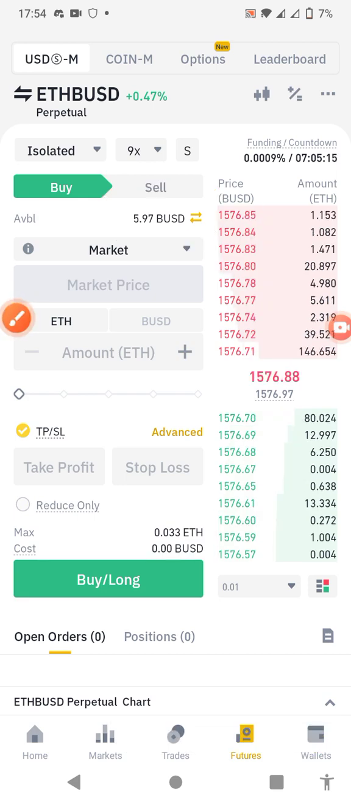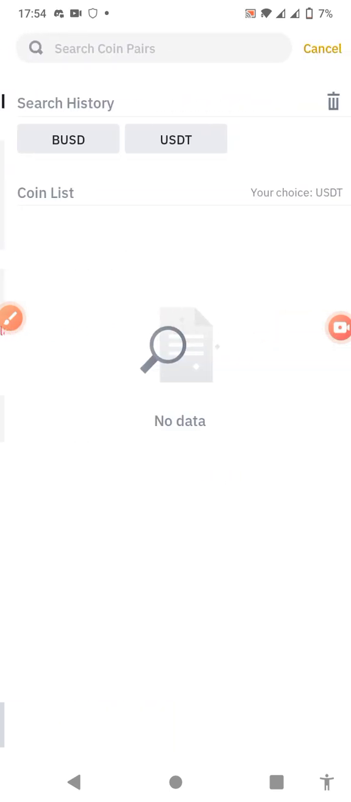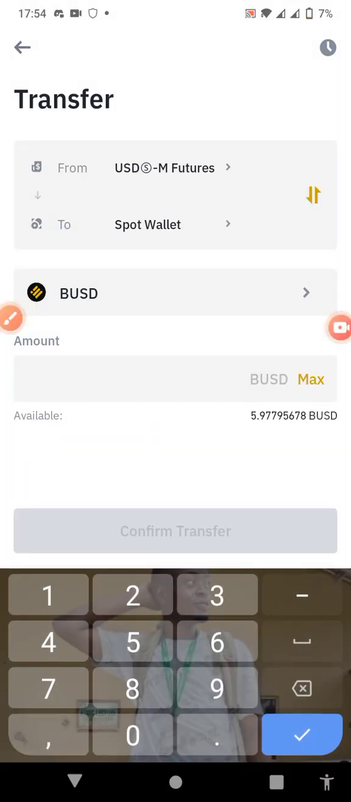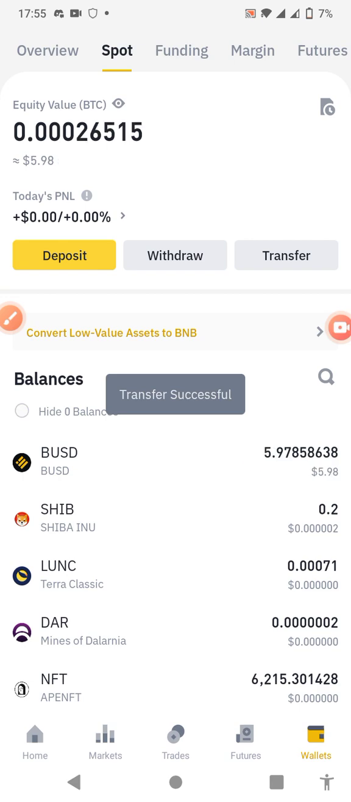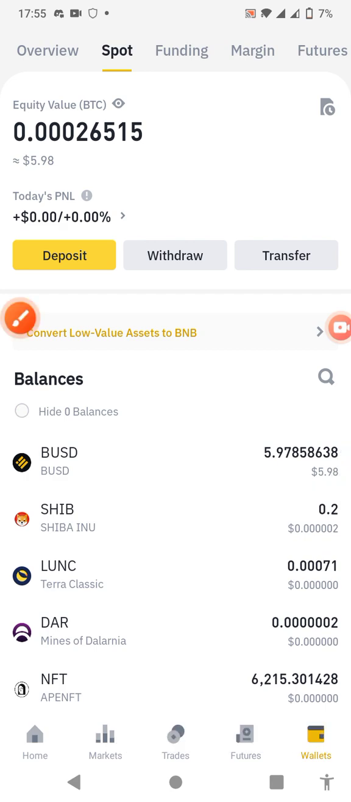So if you've already gotten profit and you want to send back the money, you can just click on transfer, click on BUSD, and click on max, then confirm the transfer. Then the trade will be shown here. You can see now, this is the trade now. This is the initial balance I used. So this is just a simple way to take a futures trade.